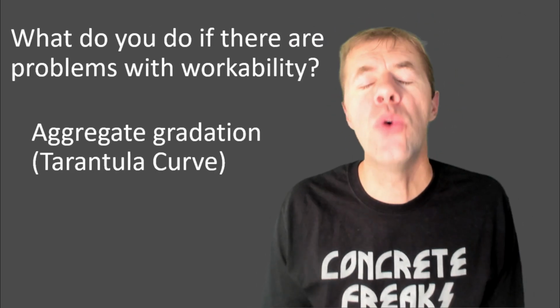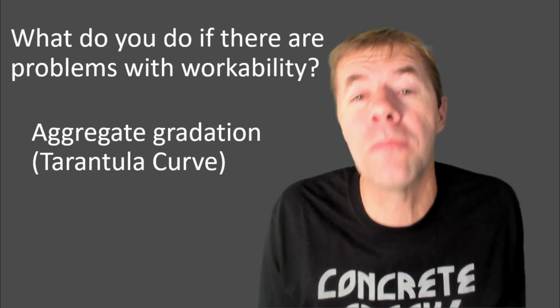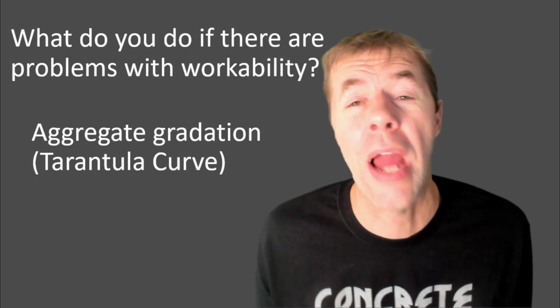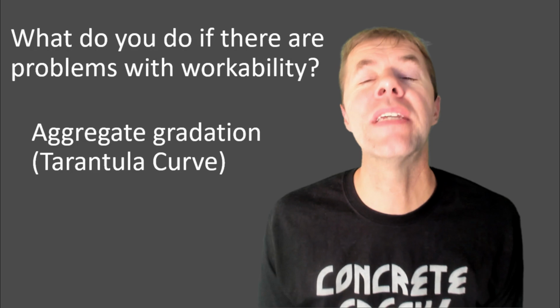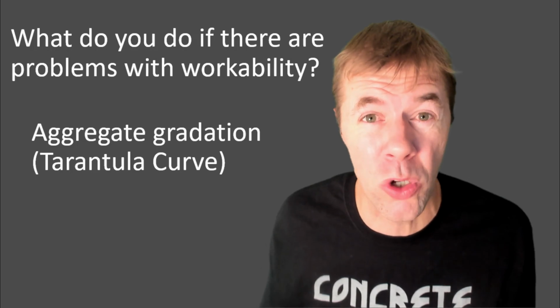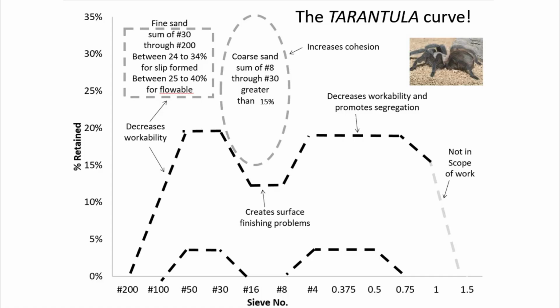So what do you do if there's problems with workability? Well, one thing you should do is look at your aggregate gradation. And an amazing tool out there that I developed is called the tarantula curve. And it looks something like this. This is where you plot your sieve size down here. Larger sieves, smaller sieves. On the y-axis, you have your percent retained. So you plot that inside here.